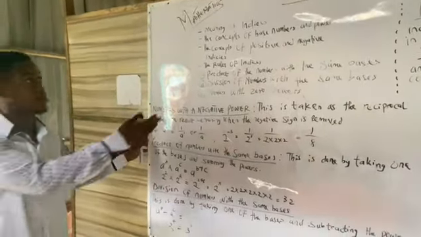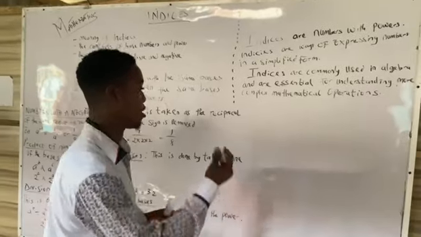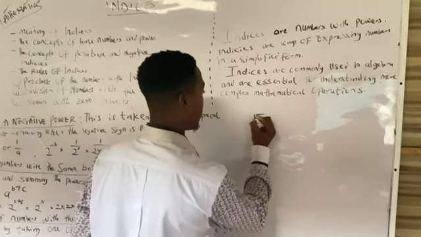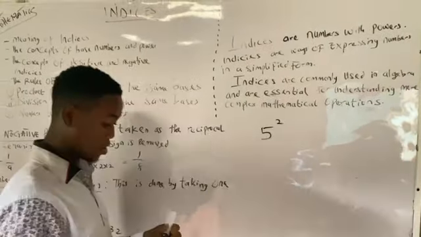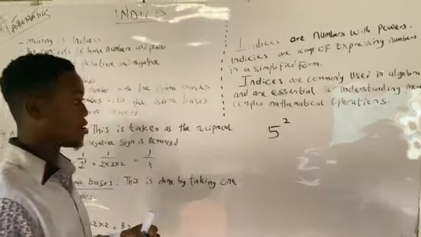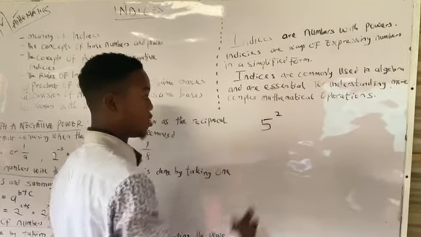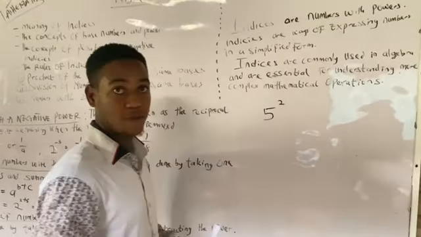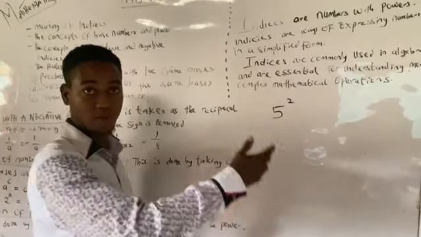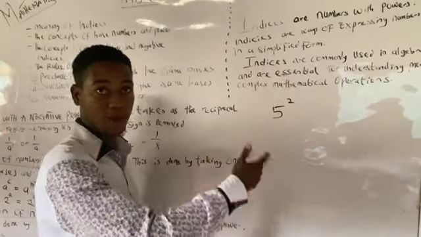What are indices? Indices are numbers with powers. Indices are ways of expressing numbers in a simplified form. What this means is that anything raised to a power, like, take for instance, we want to write 5 raised to power 2. This means that the index of this 5 is 2. So the power of this 5 here is 2. You understand? Index is just the singular of indices. Indices is just the plural of index.